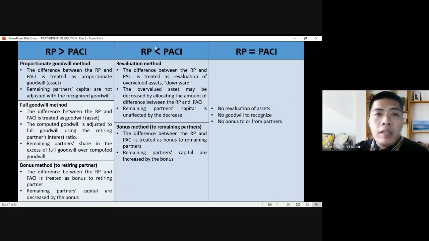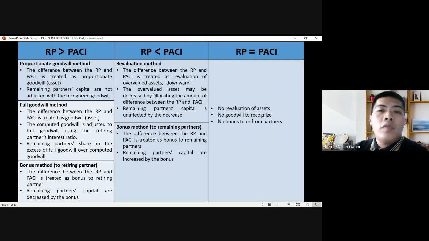Okay? But if the retirement price is less than the partner's adjusted capital interest, if the revaluation method applies, the difference between the retirement price and the partner's adjusted capital interest is treated as overvaluation, revaluation of overvalued asset downward, not upward, only downward. Okay, so treated again as revaluation of overvalued asset. So revaluation downward.